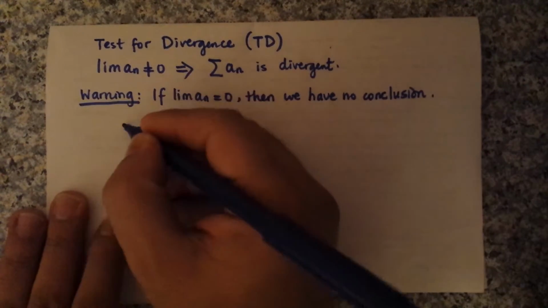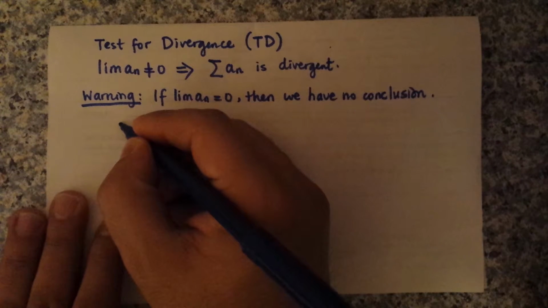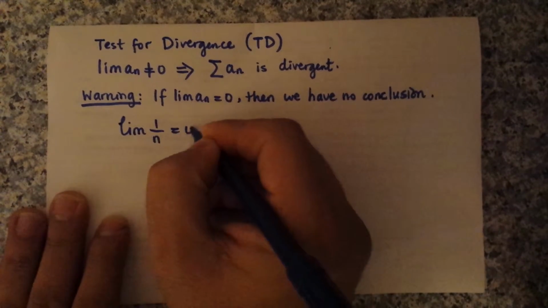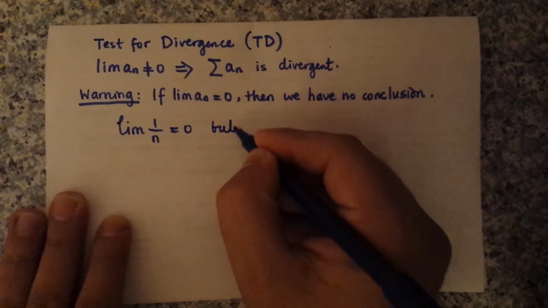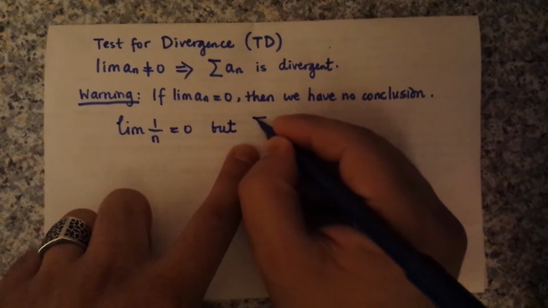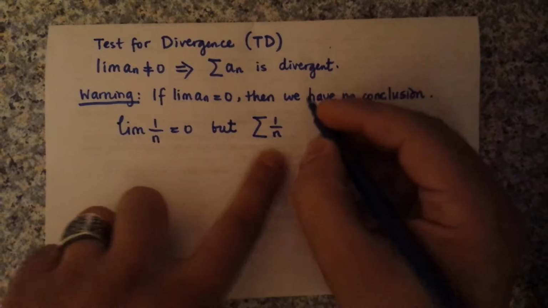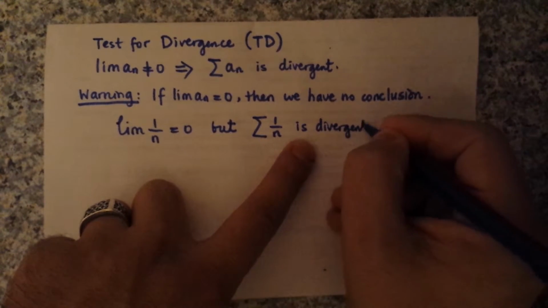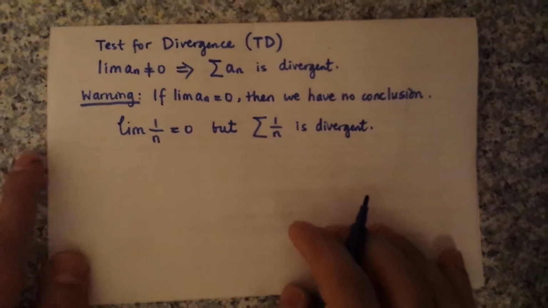As you see, the best example is just the harmonic series. You look at the limit of 1 over n, which is namely 0, but the sum of 1 over n is divergent. So the limit might be 0 and you can still get something divergent.